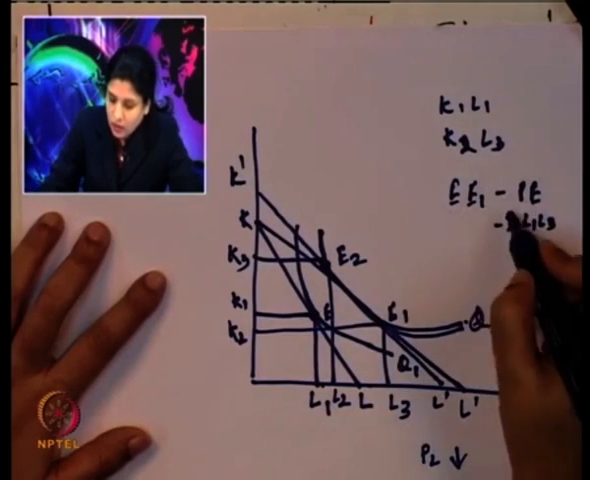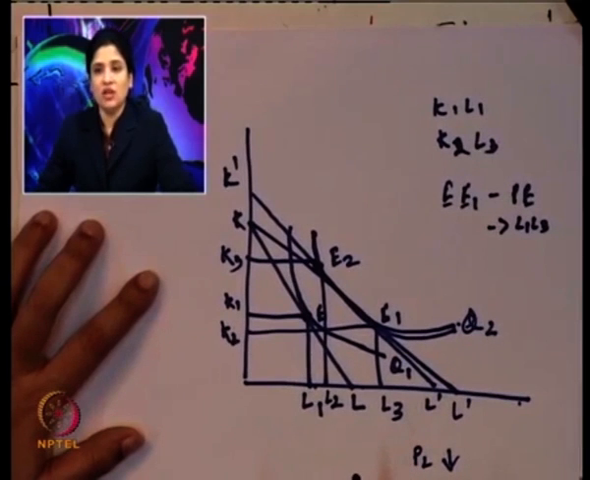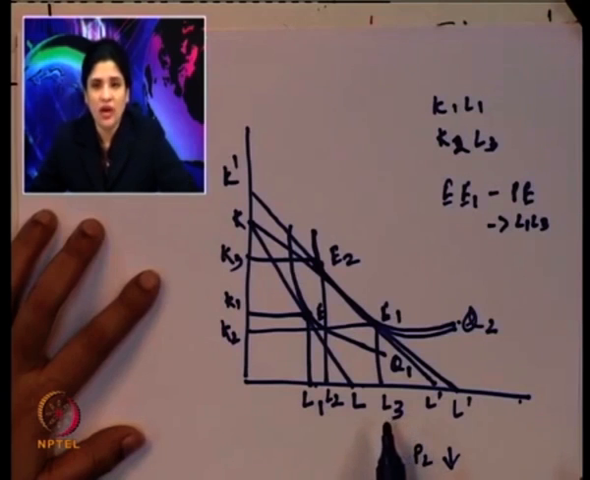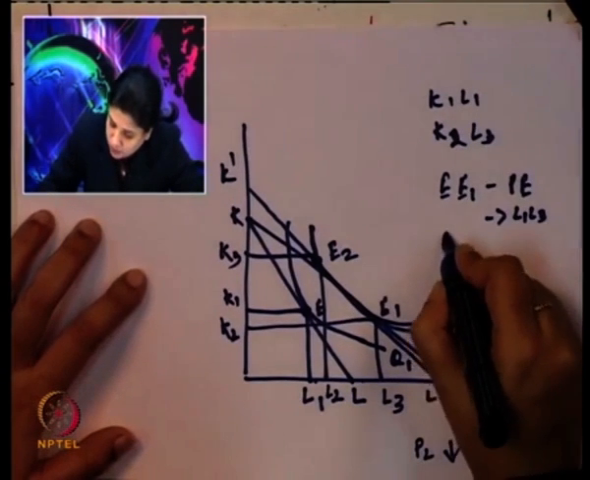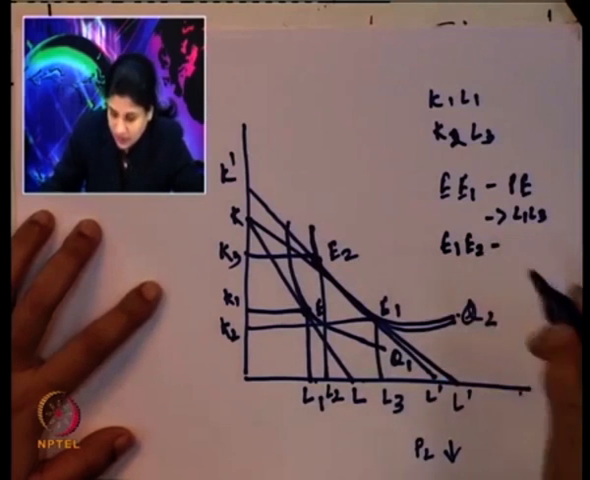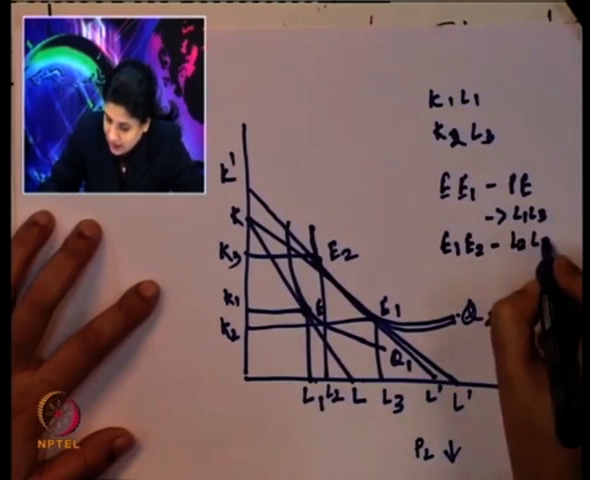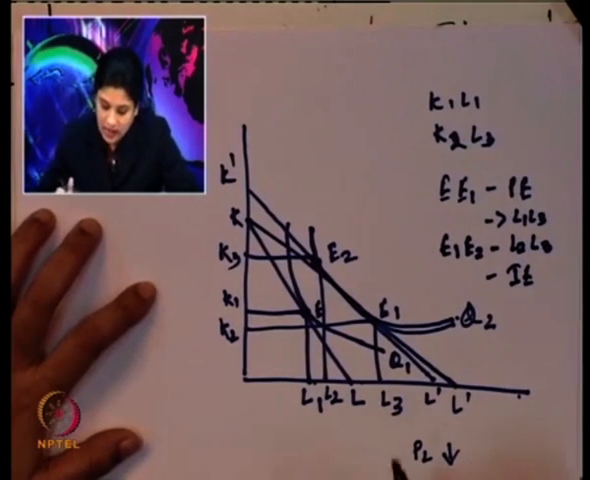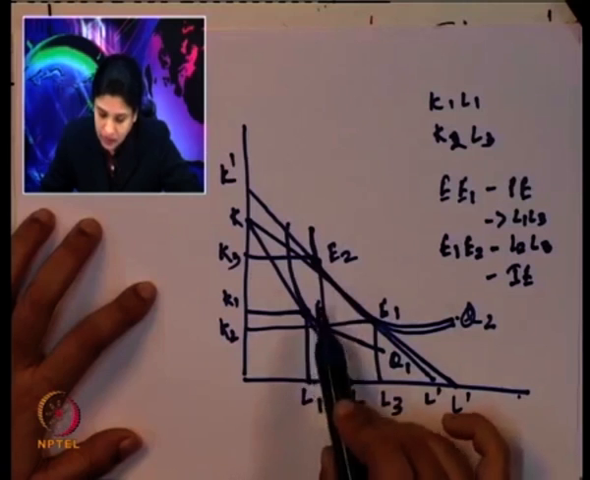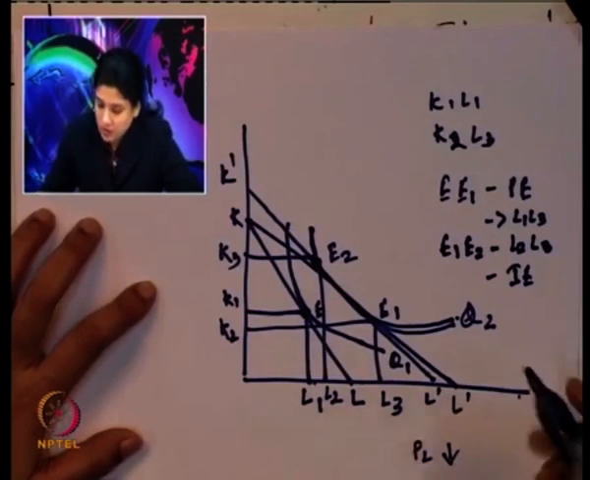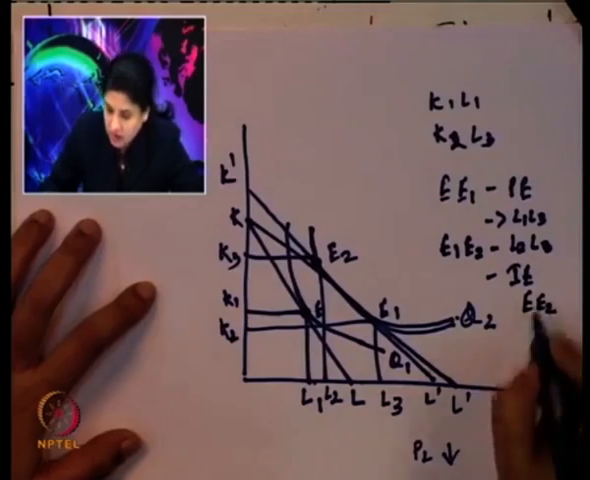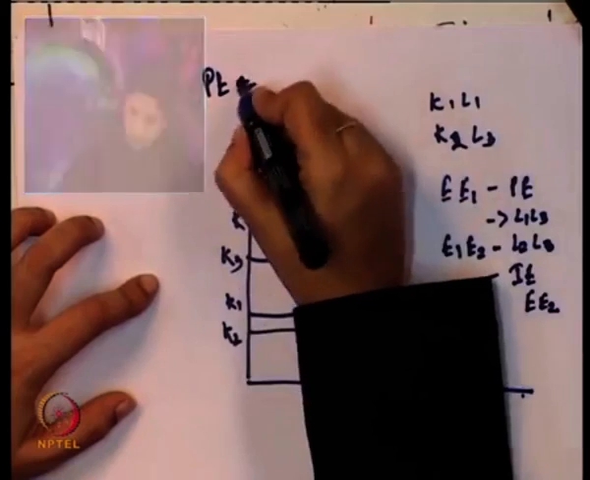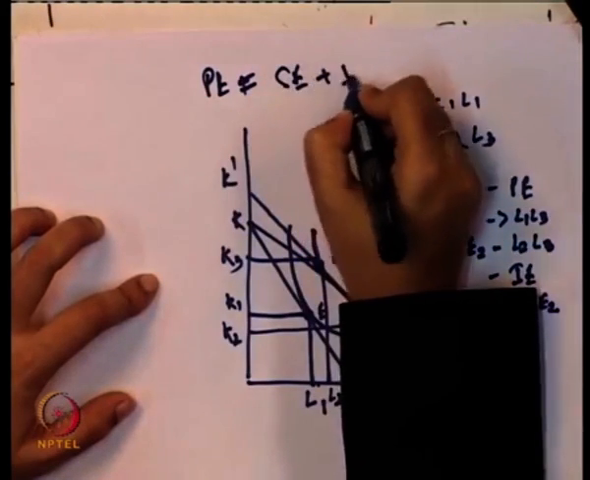So, the movement from E2 to E1 is the price effect, which in terms of the labor input use, we can say L1 and L3. The movement from E1 to E2, that is L2 to L3, is because of the income effect, because the real income is changing, and the movement from E to E2 is the substitution effect because of the change in the real income.